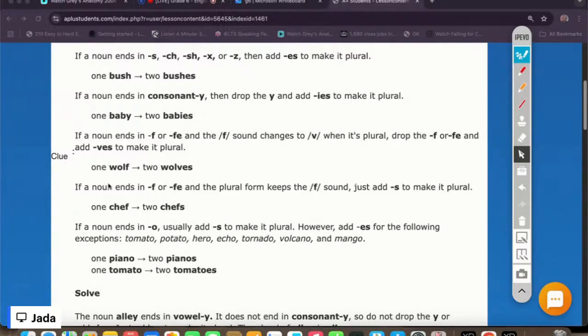All right, so we also have if a noun ends in f or fe and the plural form keeps the f sound, just add s to make it plural. So if it's like chief, it keeps the f sound. Then in plural, you just add s only. Okay. All right.